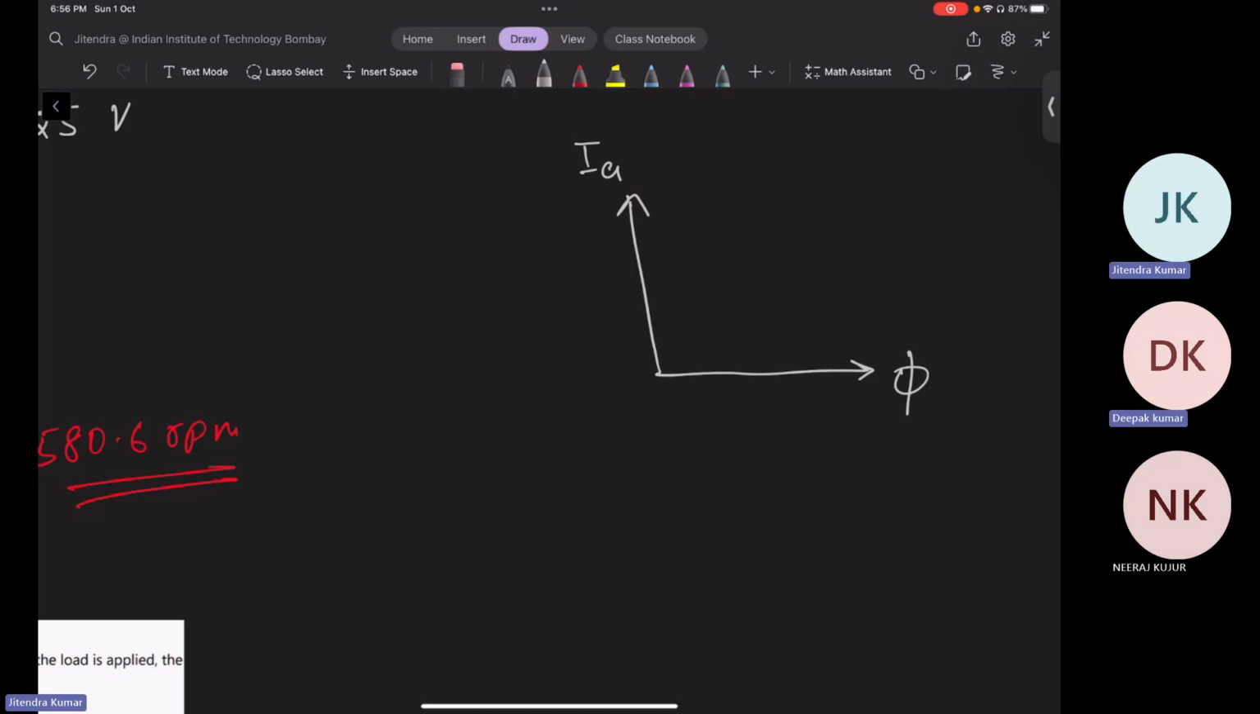Until you have a shift. In a synchronous machine, you will see some cross magnetizing component, demagnetizing and all. But in a DC machine, that's the best thing about it, that both are decoupled. The armature current and field current are decoupled. There is no relation between each other. So that's a very salient advantage of the DC machine.